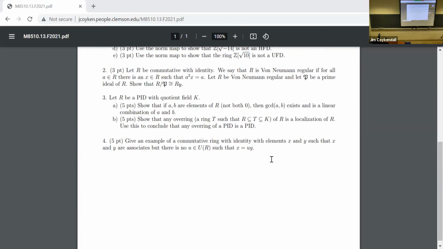And 4, give an example of a commutative ring with identity with elements x and y such that x and y are associates by the definition that I first gave you. That is to say, x divides y and y divides x, but there's no unit u such that x equals y times u. My hint to you there, to satisfy the definition, is you need to look at something that's got zero divisors.